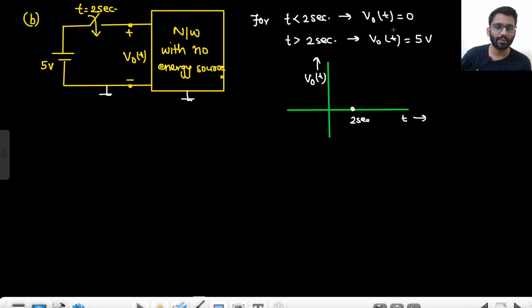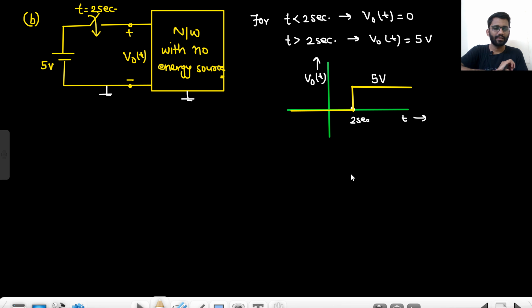So for t less than 2 seconds, V0(t) is 0. And for t greater than 2 seconds, it is 5 volt. Understood? For t less than 2 seconds, it is 0, and for t greater than 2 seconds, it is 5 volt. So how will you write it in terms of u(t)?